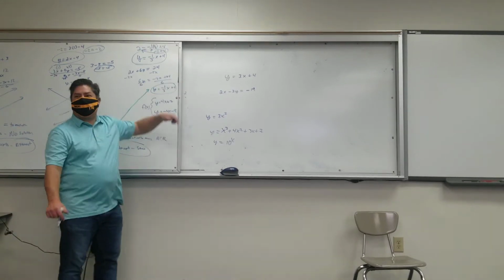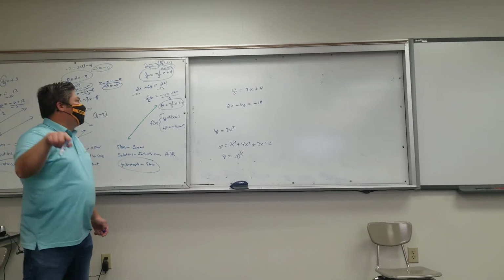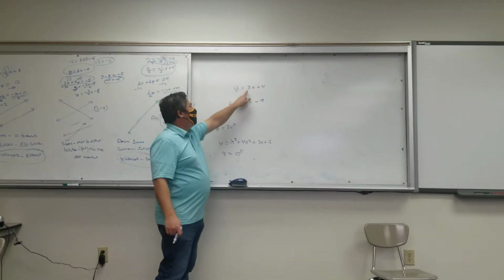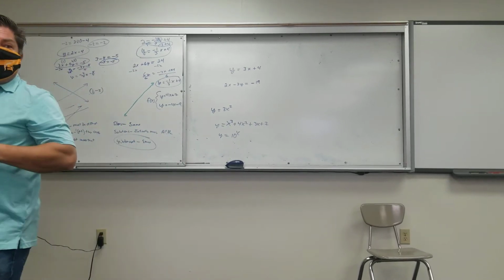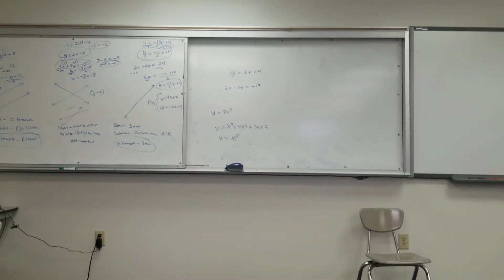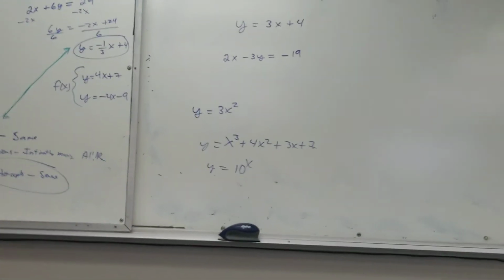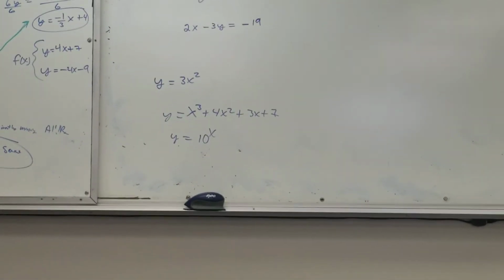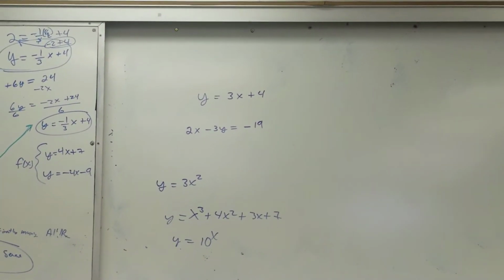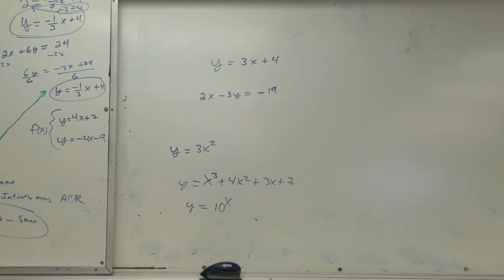So how are these two lines? The x and the y are only to the what power? First power. That's the way you can tell something is linear, which means it would graph to be a line. Could I graph these? Yeah. Where would I start the top one? 4 on the y axis. And I would go up 3 and over 1.